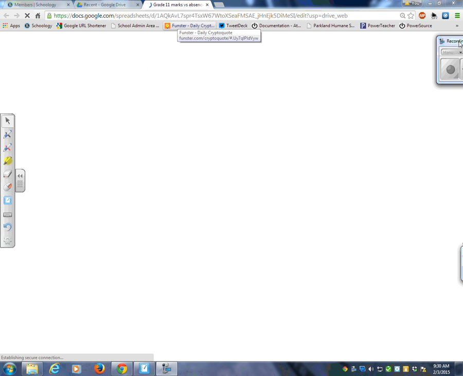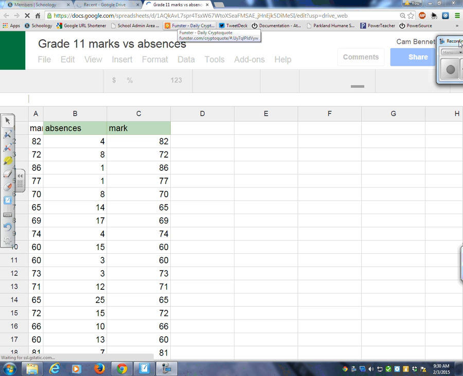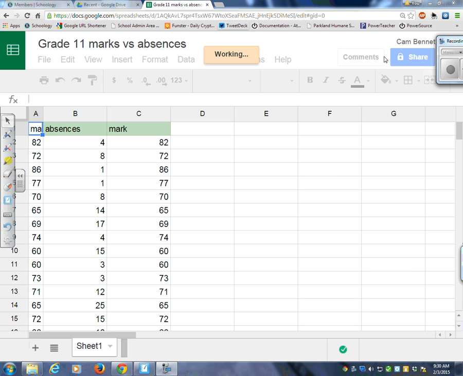As you know, I'm a bit of a nerd. I want to show you what I did here. I took my grade 11 marks and my grade 11 absences, and I created a graph. And in a spreadsheet, it's pretty easy to do. You just type them in. Where's the graph here? There it is.